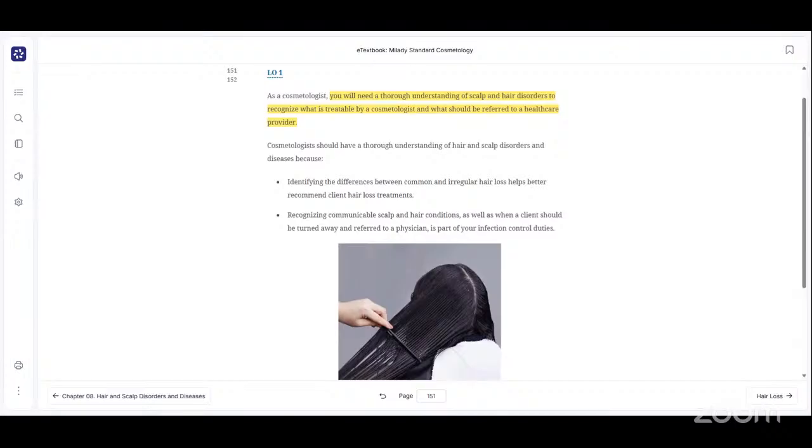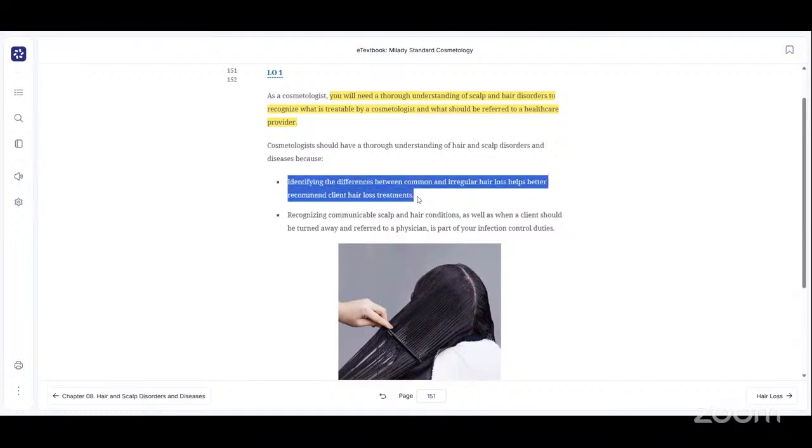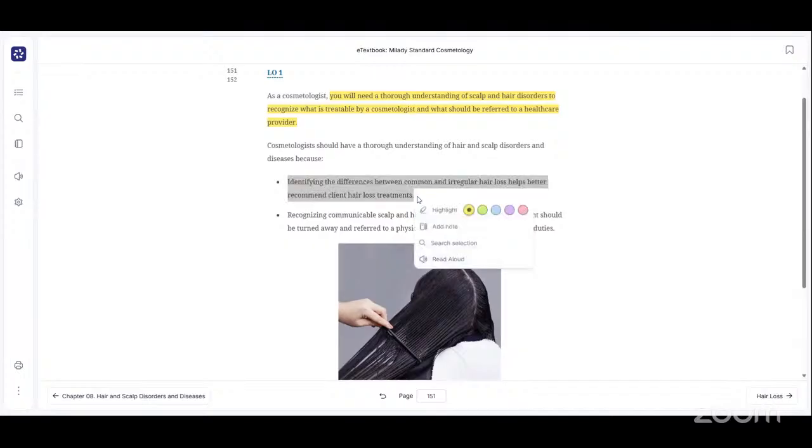Okay, here we go. Here's your thorough understanding. Identify the differences between common and irregular hair loss. It helps you better recommend client hair loss treatments. And so you will learn about alopecia. We hear that term all the time, alopecia, but there are so many different types of alopecia.